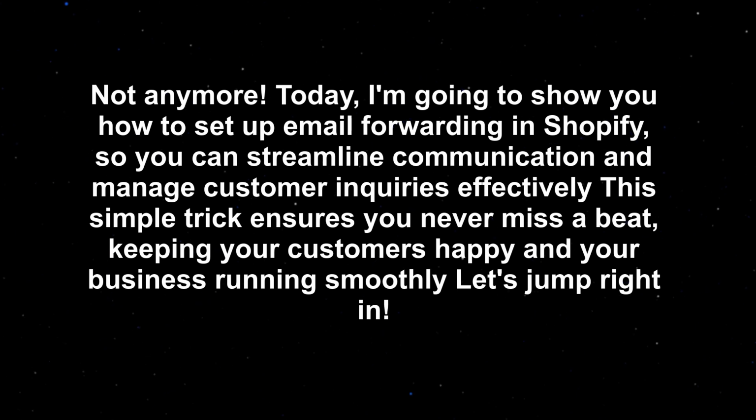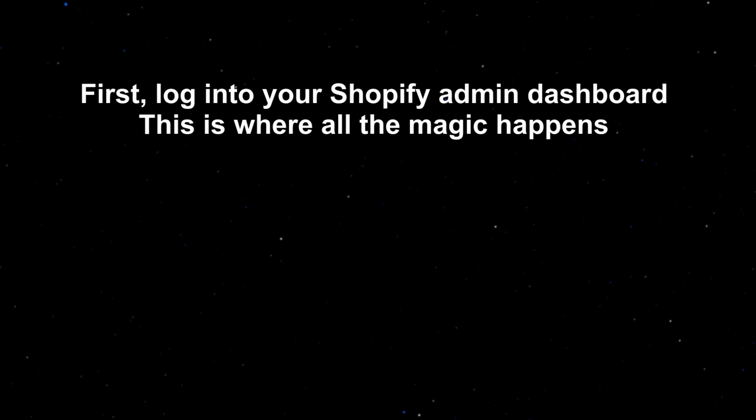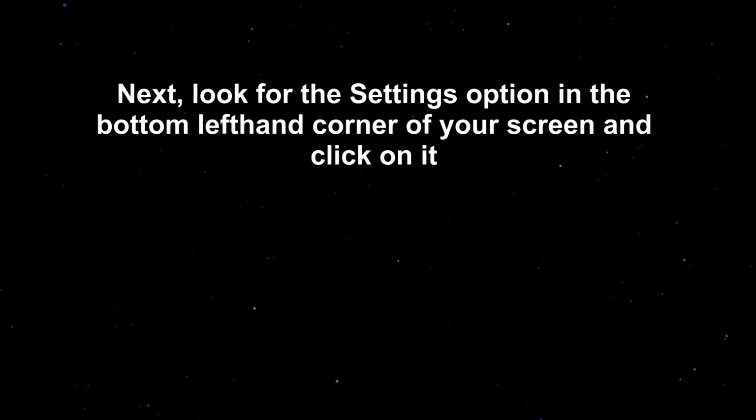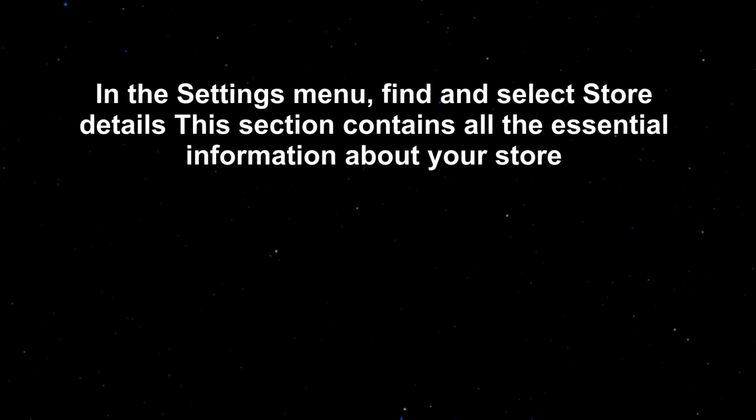Let's jump right in. First, log into your Shopify Admin dashboard. This is where all the magic happens. Next, look for the Settings option in the bottom left-hand corner of your screen and click on it. In the Settings menu, find and select Store Details. This section contains all the essential information about your store.